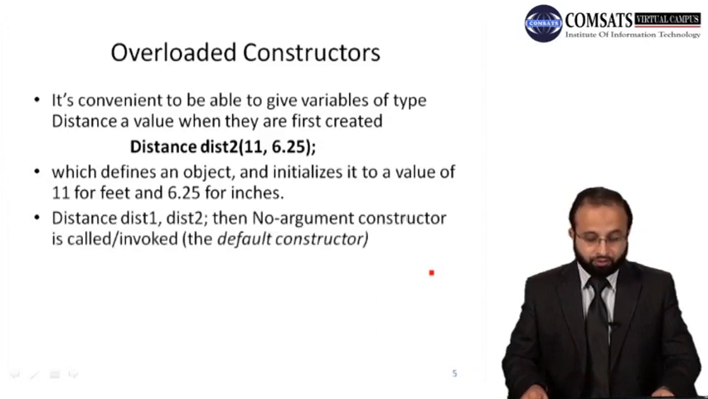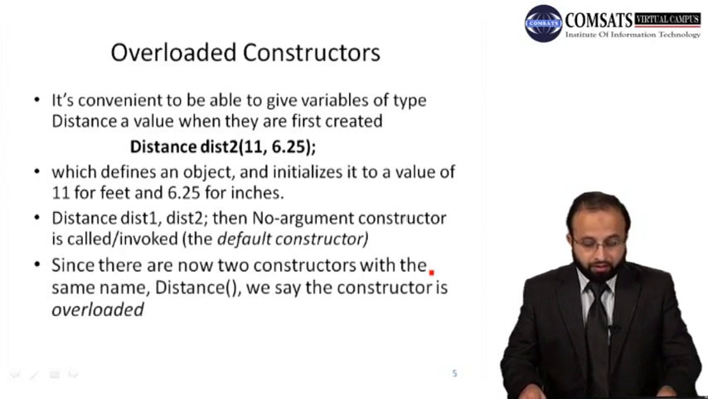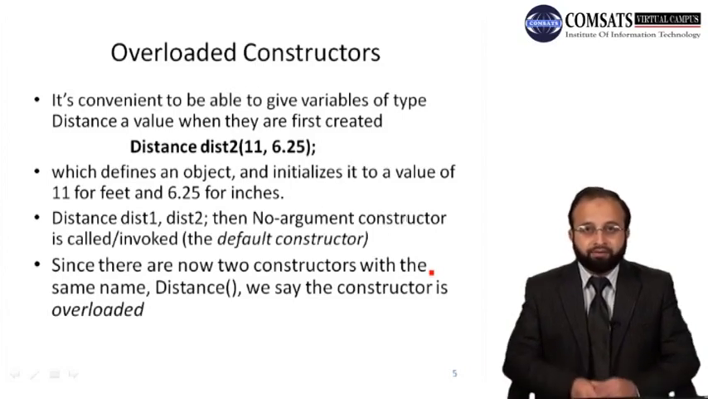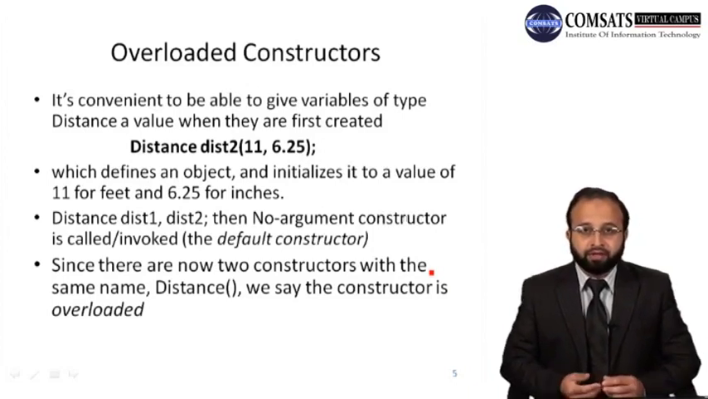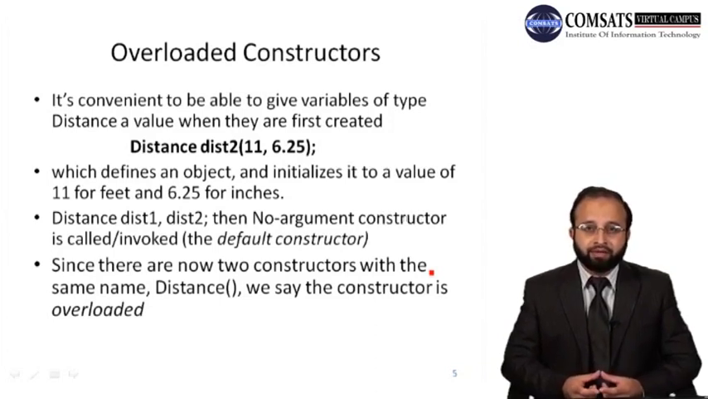So distance dest1, dest2. When this is executed, the no-argument constructor is called or invoked, and that is called the default constructor. Since there are now two constructors with the same name distance, we can say the constructor is overloaded. Like the add function that is overloaded, we create one add function with 3 parameters, the other add function with 2 parameters. So the function name is the same, but the number of parameters is different. This provides the compiler a way to differentiate which function is called, and if the number of parameters is the same, then the types of these parameters should be different, right?